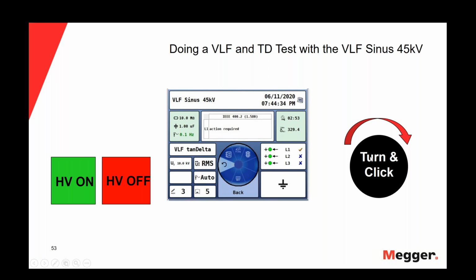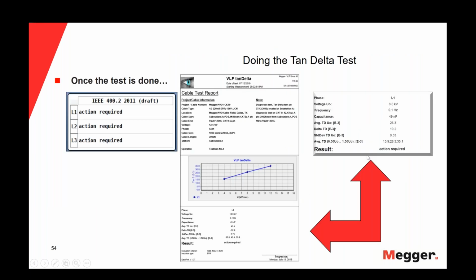We can download the information with the memory stick, or we can leave the measurement in the internal memory of the unit. We have a really big internal memory in the VLF units, up to 1,000 measurements, and so we can download whatever we want, the measurements we have done with the VLF, and we will have a really nice report with all the graphs of the tan delta measurements, and with all the important information, such as the tan delta value, the delta of the tan delta, and the standard deviation. So we will have all the important information in the report.